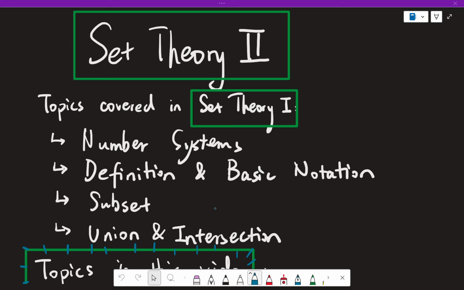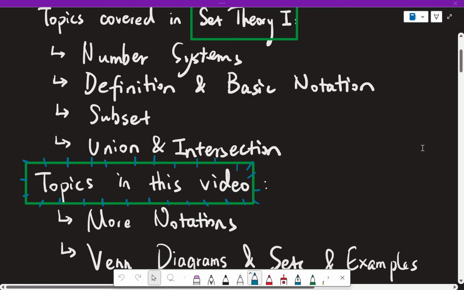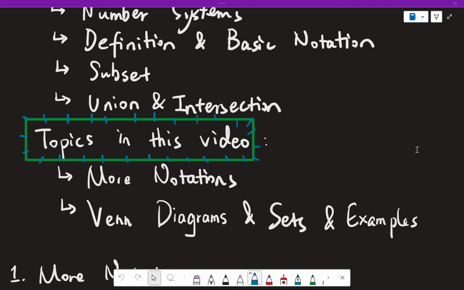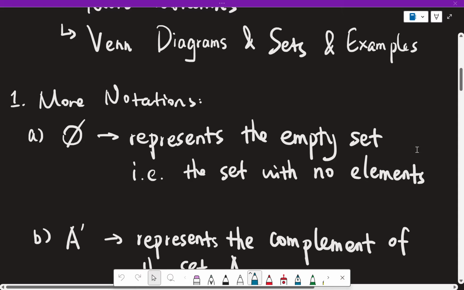Hi everyone, in this video, we are going to talk about set theory again. In the last video, we have already talked about number systems, definition and basic notation, what is a subset, and the union and intersection of two sets. The topics that we are going to cover in this video would be more notations of sets and Venn diagrams and their implication on sets.